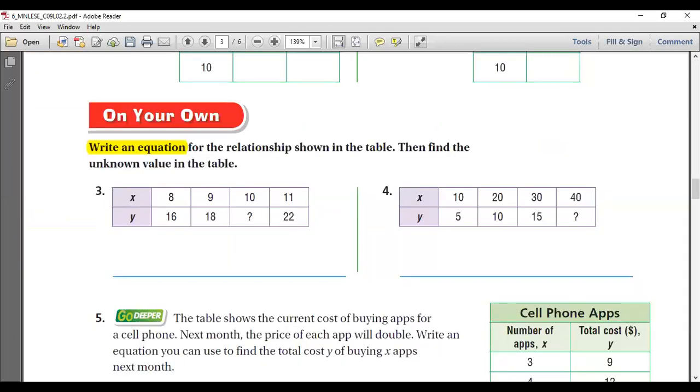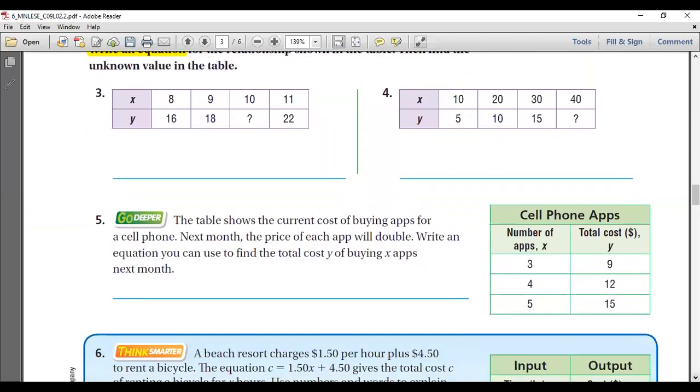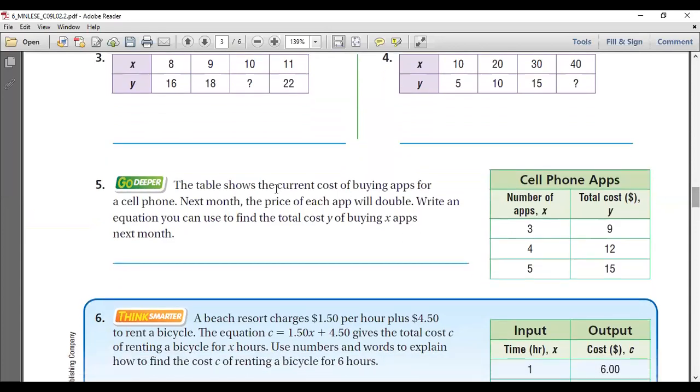5. It's a go deeper question. Okay, so let me do it with you. I will explain it and then I will give you some time, and then let's see whether the answer you got is correct or not. Fine. The question says the table shows the current cost of buying apps for a cell phone.